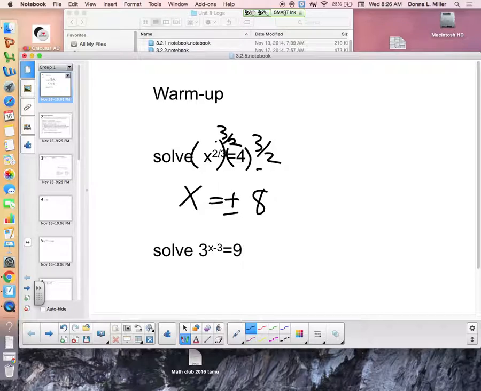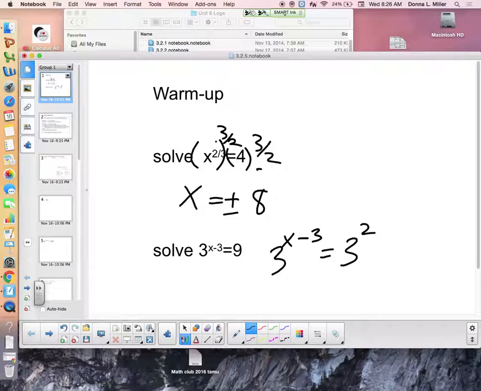All right, this next one, what kind of equation is that? I don't know, but you squared. Exponential, right? Good. So we have to write 9 as 3 squared, right? So whoever said that was right. So I have 3 to the x minus 3 is 3 squared.